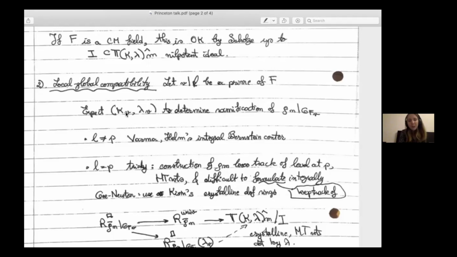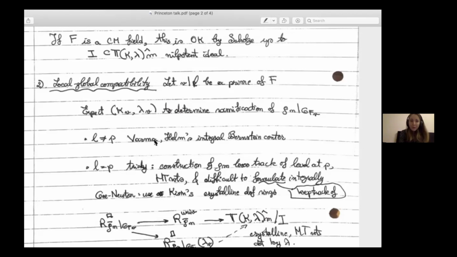When you allow yourself to work integrally, it's a little bit subtle to actually formulate local-global compatibility precisely. But let me say, this is roughly what you expect. And then when L is a prime that's different from P, the problem is somewhat more accessible. So in characteristic 0, this is already a theorem of Varma.